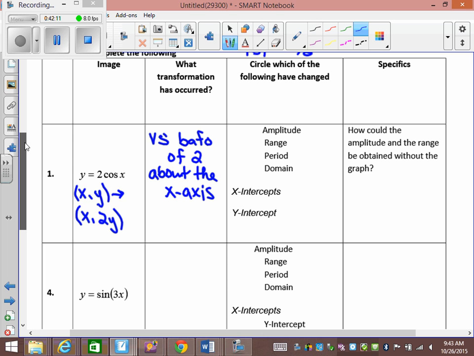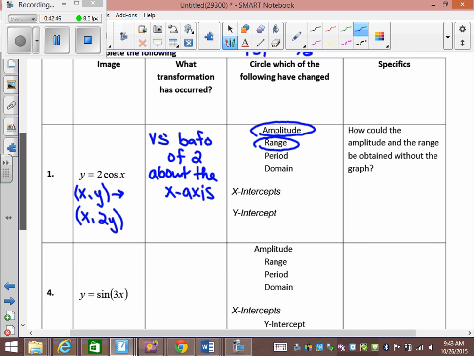If I multiply my y's by 2, does that change my amplitude? If I take every y and multiply it by 2, what happens? If it's at positive 2, it's now going to be at 4. And if it's at negative 2, it's now going to be at negative 4. Instead of my graph only being this far apart, it's now way further apart, which means my amplitude is going to change. The amplitude changes. My range is now like this. The range is going to change too, right?